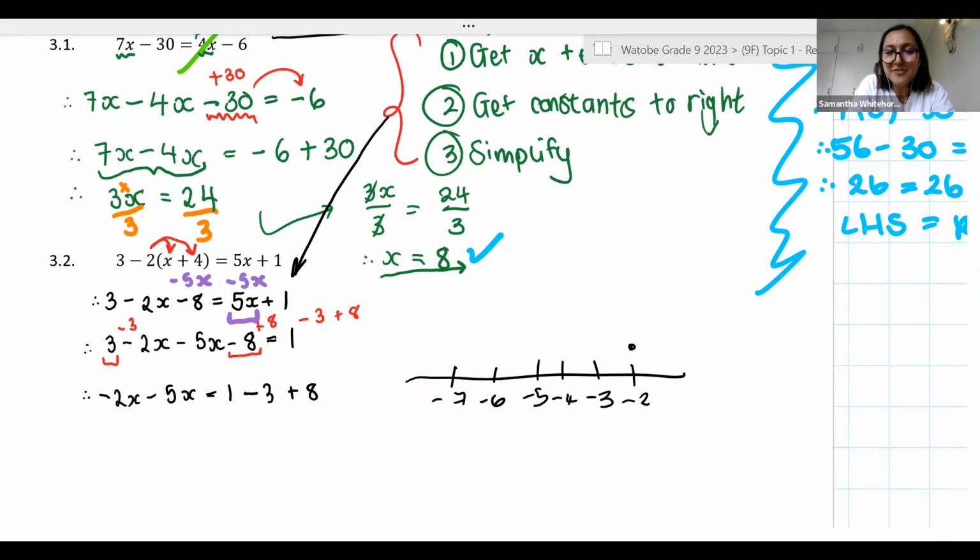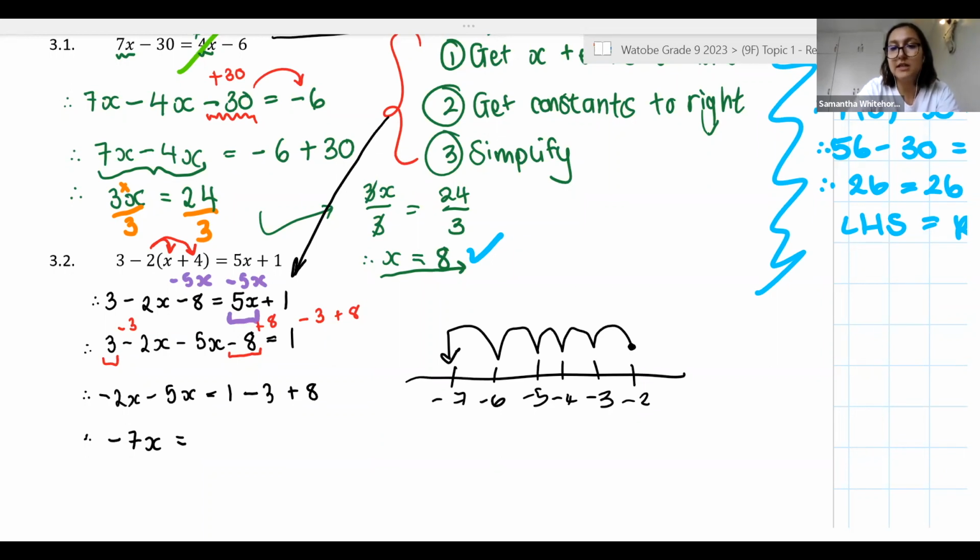Okay, so we're at negative 2 and we want to subtract 5. 1, 2, 3, 4, 5. That means that negative 2x minus another 5x is negative 7x. Again, obviously, if you're using a calculator, cool. But if not, number line. Then we've got our 1 minus 3 plus 8.